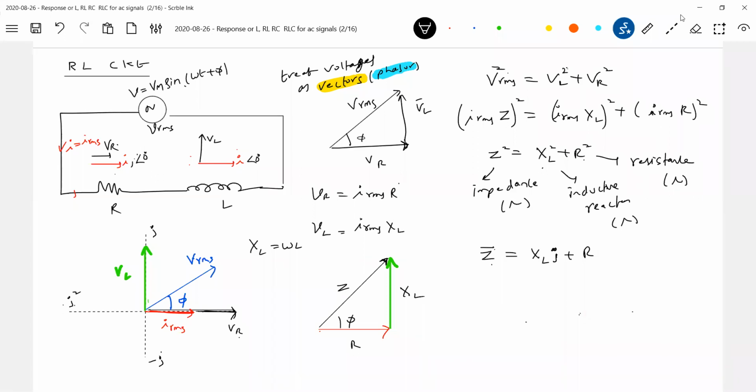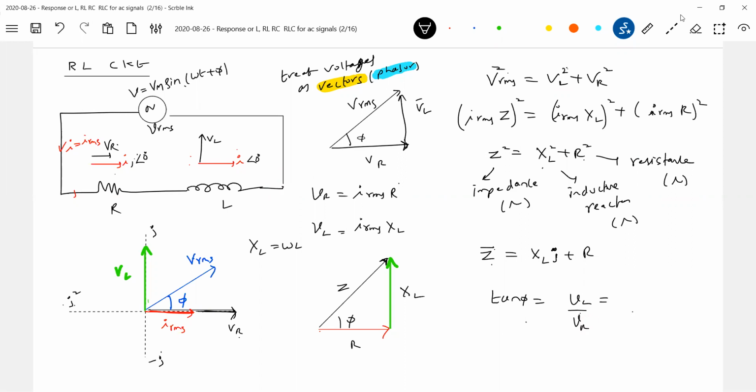Z bar, if I call it, is now considered a phasor. Okay, let's come to that. There's an impedance triangle, a voltage triangle. Now let's come to this phi. So what is tan phi? VL by VR.